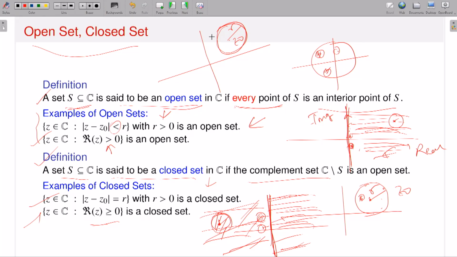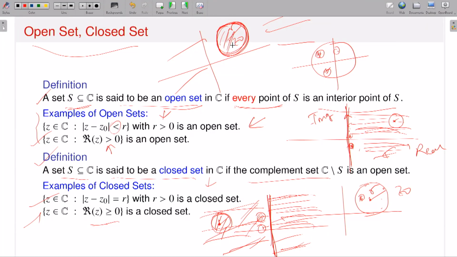Because if I take the complement, what is the complement of this set in C? That means you can partition your complex plane into two parts, one here and another here. So you can think that you have a complex plane, but this circle is not there. That means the complex plane is divided into two parts, one is the outside and another is the inside.